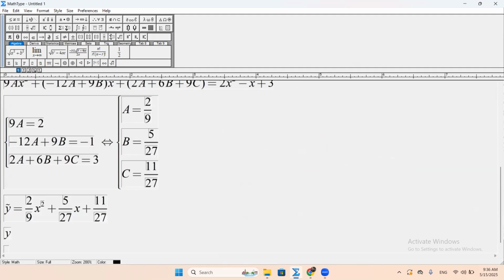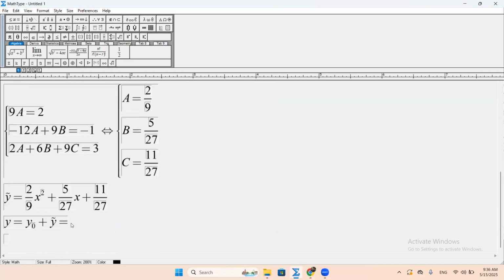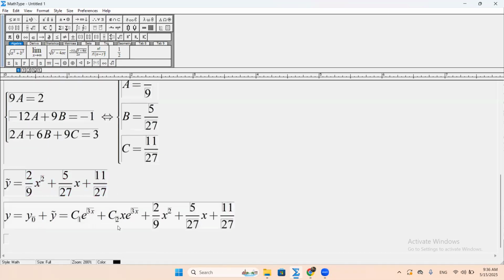And how will the general solution be found? It will be found as the sum of the solution of the homogeneous equation and the partial solution. So the general solution is the following: C1 e to the power of 3x plus C2 x e to the power of 3x, plus this polynomial. So this is the general solution. Any questions about this exercise?